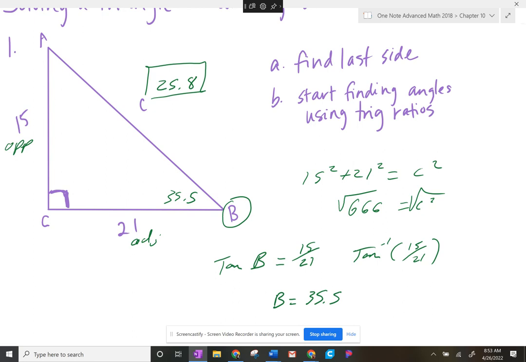How can I find angle A? Add C and B and then subtract it from 180. Fantastic. Add C and B, subtract that from 180. So I should have 5. That's not right. I should have 54.5 for the last one. So I've got that angle, I've got this angle, I've got that side. That's what I'm looking for in that last section.